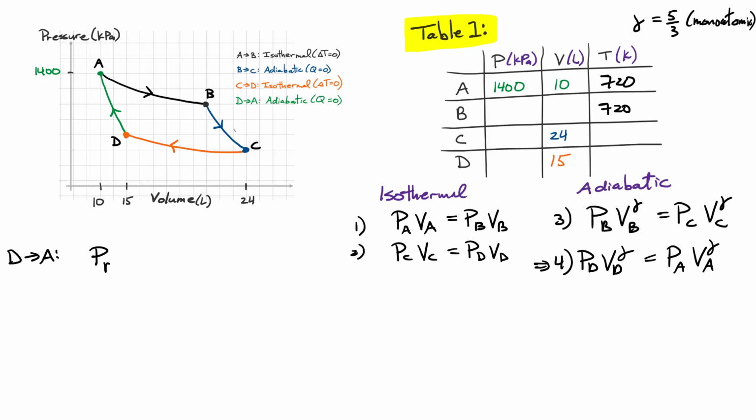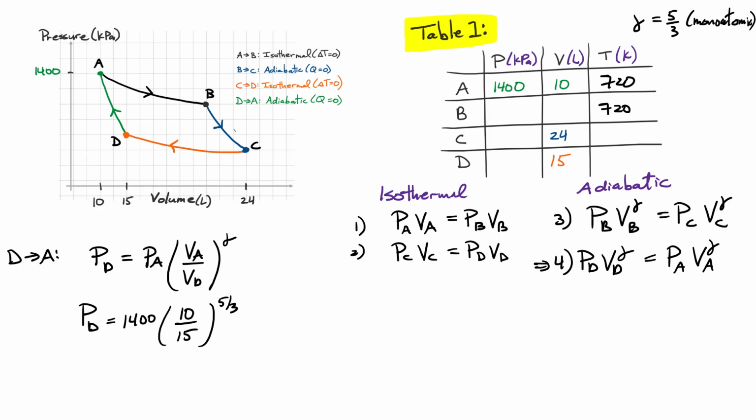I use expression 4. I can write that PD is PA. And now I'll just group these terms together. This is VA over VD raised to that power gamma. And now I just substitute, right? So the pressure at point D should be equal to 1400. I can leave this in kilopascals. That's fine. It's going to give me my pressure at point D in kilopascals. VA was 10 and this is 15. I've given you that number in the table, and this is 5/3. Put that in the calculator. You should get something that is approximately 712 kilopascals. So now I can go ahead and put that in this figure. So we have 712 here.